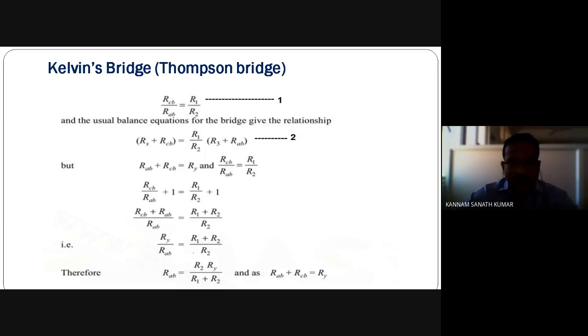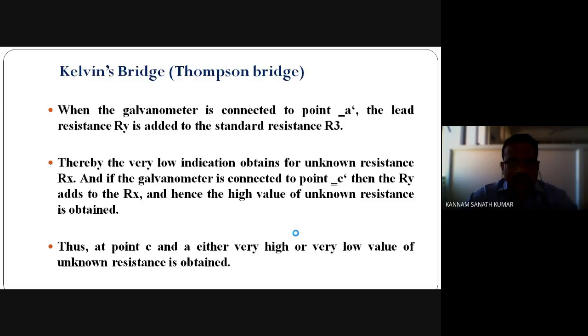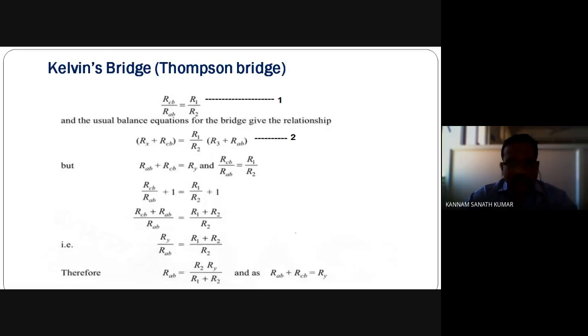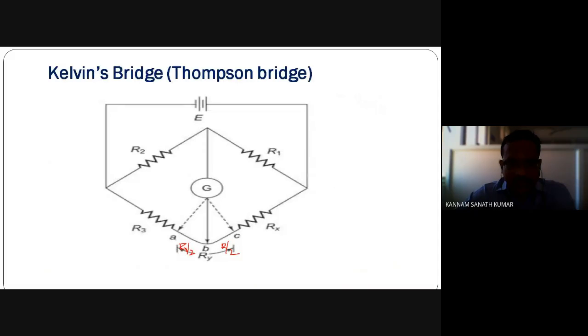So now we will see, when the bridge is in balanced condition, we have to measure the unknown resistance, that is Rx. When the bridge is balanced and connected to point B, you can say that RCB by RAB equals R1 by R2. This is the condition when the bridge is said to be balanced.